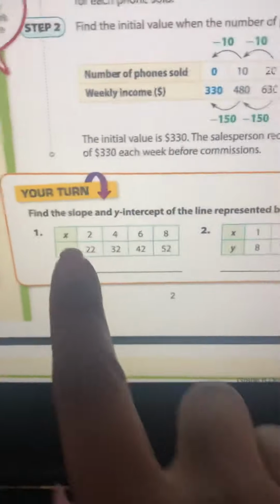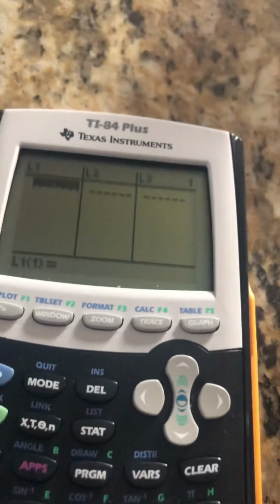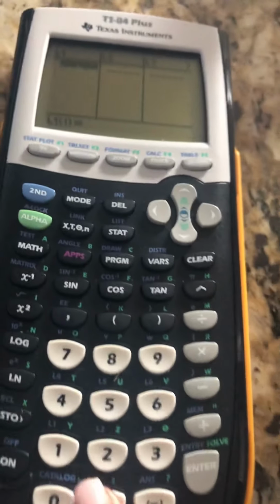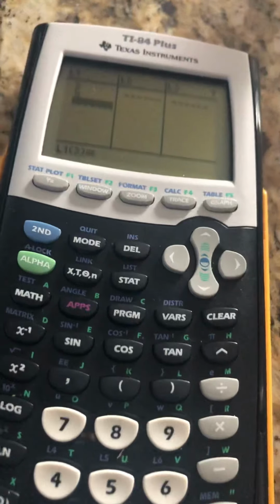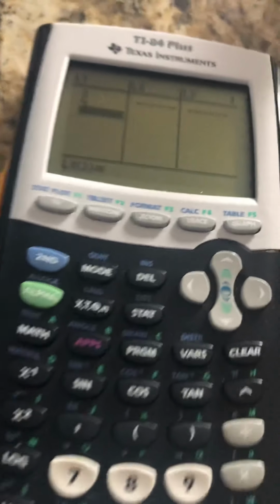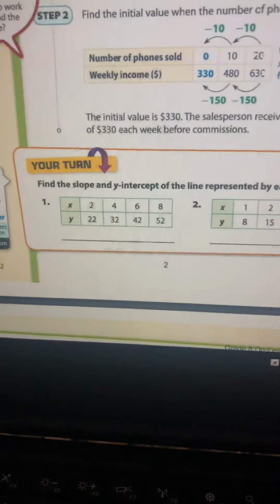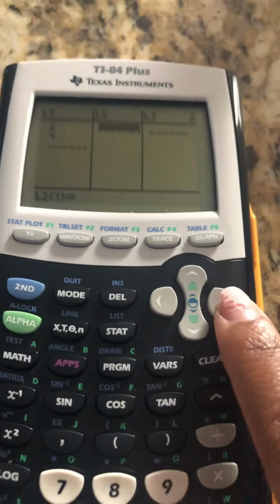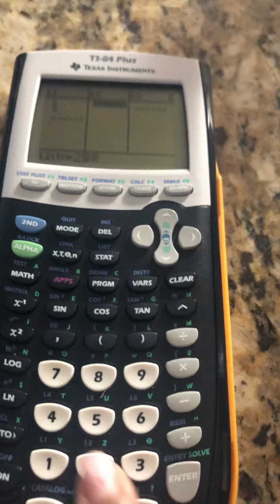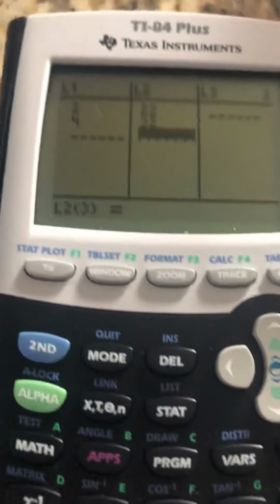So my first X's are 2 and 4. Your X's are going to go in L1. So I'm going to put 2, hit enter, and then 4, hit enter. You have to hit enter because if you don't, you'll have the number 24, not 2 and then 4. And then my Y's are 22 and 32. So I'm going to use the right arrow to get to L2. And then I'm going to put 22, enter, 32, enter.